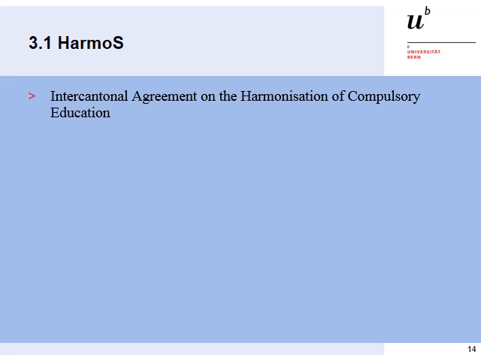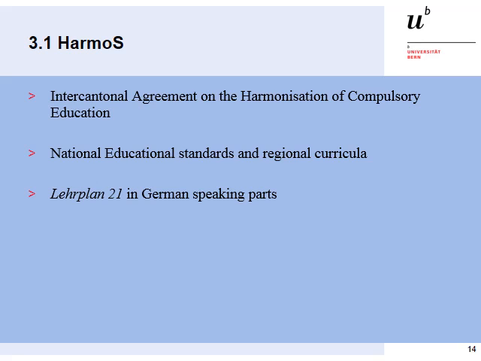There is, for example, the Intercantonal Agreement on the Harmonization of Compulsory Education, which is more famous under its short name HARMO-S. This wants to harmonize compulsory level education on a national level, as the name implies, and it works with national educational standards and regional curricula, like, for example, the Lehrplan 21 in German-speaking parts and the Plan d'études roman in French-speaking parts.